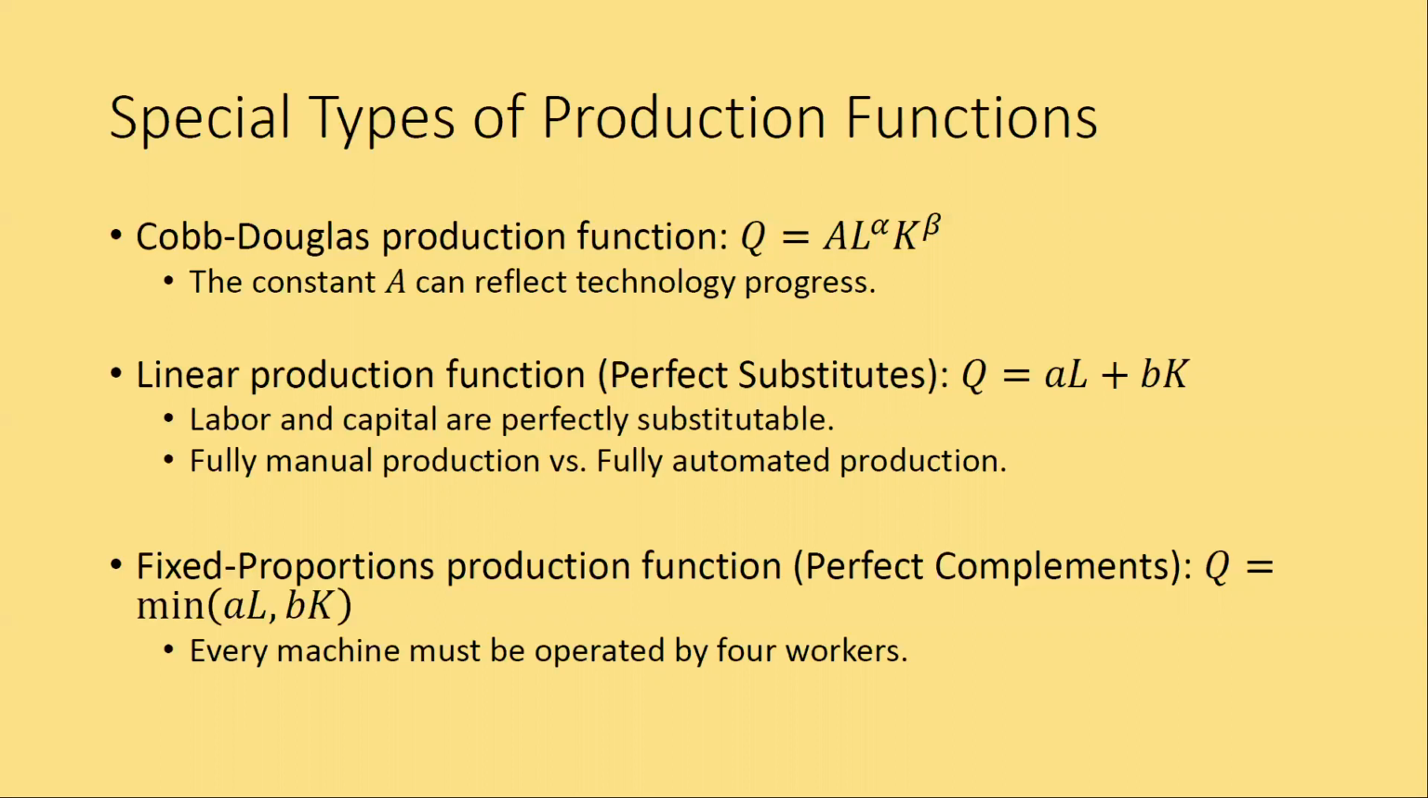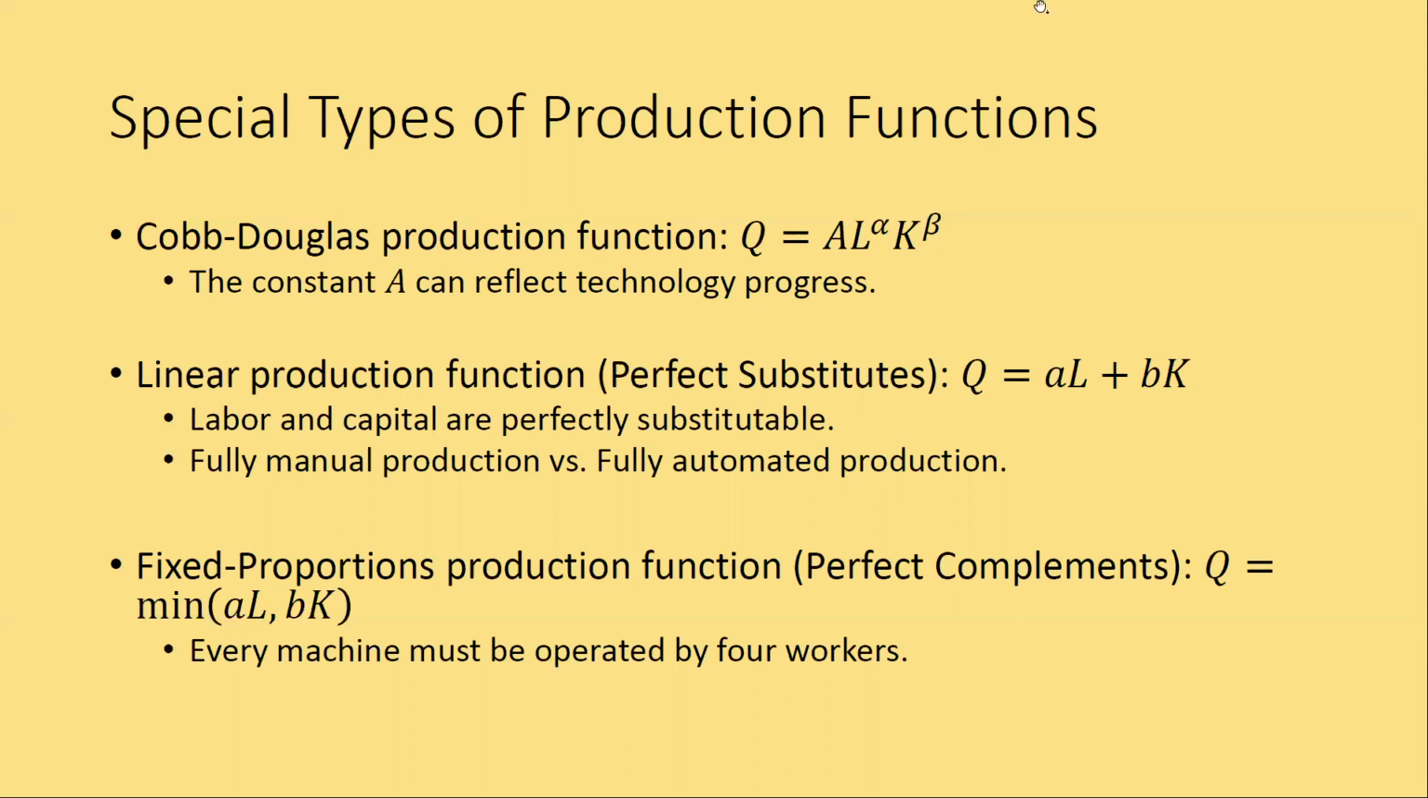And in some cases, we can use this constant A to reflect technology progress. If there is a technology improvement, we can model that the constant A becomes larger so that the firms are going to be able to produce more output using the same level of inputs compared to before. And many of the properties of the Cobb-Douglas production function here, we have derived previously, including the marginal product of labor and the marginal product of capital.